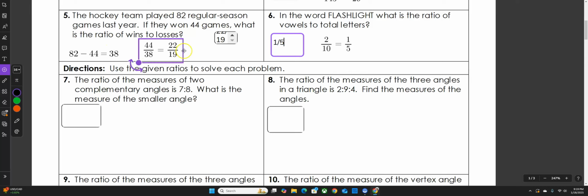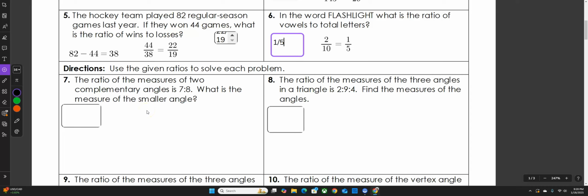All right, so when we were simplifying ratios up here, it's essentially dividing both the top and the bottom by the same number. Because here, if I divide 44 by 2, I get 22. And if I divide 38 by 2, I get 19. So if we're going backwards, we don't know the angles, but we know the ratio.